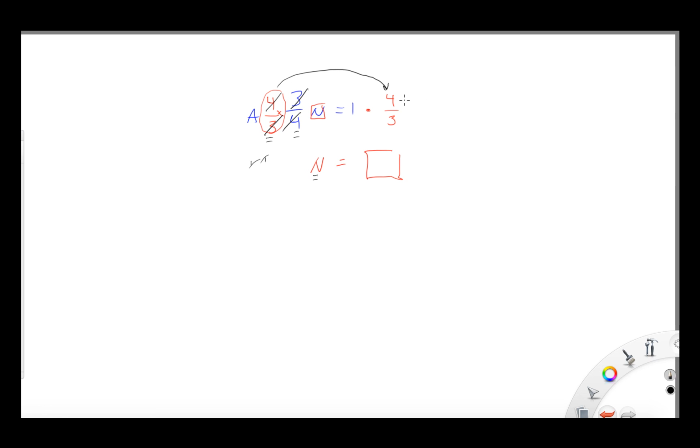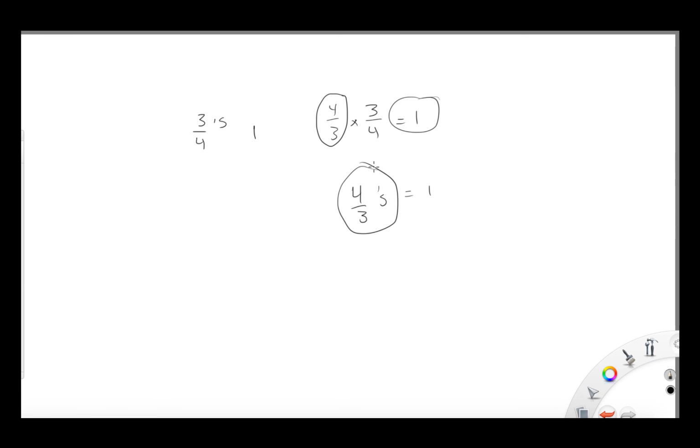So what's 1 times 4? It's 4/3. So literally we redid this. So n equals 4/3. So if we did 4/3 times 3/4, does that equal 1? Well, yeah, because 4 times 3 is 12. 3 times 4 is 12. What is 12/12? That equals 1. So we've got our answer. So you're going to see a couple of those examples as well.